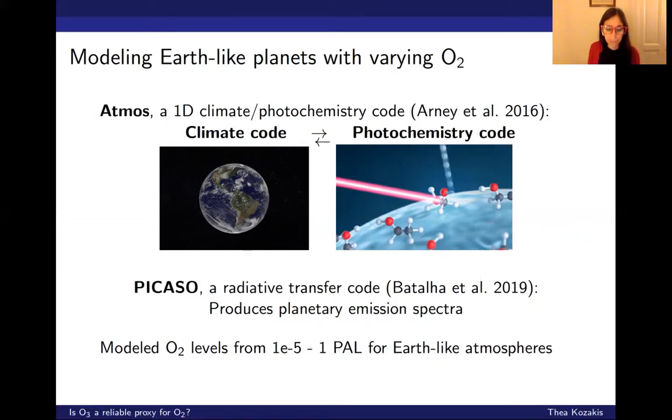After I model those atmospheres, I use PICASO, which is another publicly available code. This one is a radiative transfer code, and I use that to produce planetary emission spectra. For the purposes of this talk, I'm going to go over my results for the simplest cases. Basically, I modeled Earth-like atmospheres, and the only thing I'm changing in these models is the O2 level. So I modeled a big range of O2 levels for Earth-like atmospheres around a variety of stars.